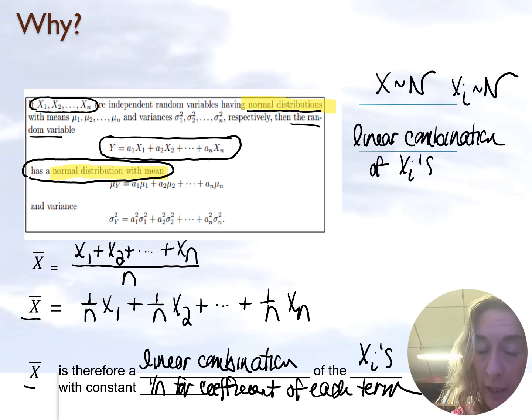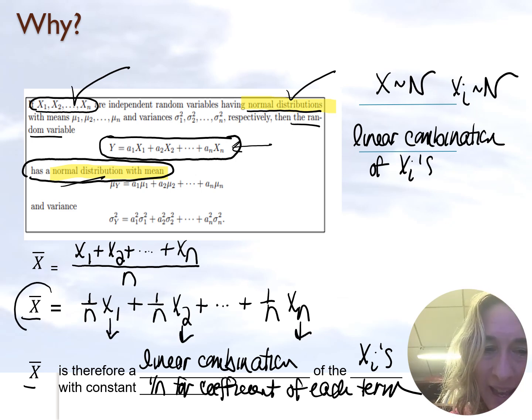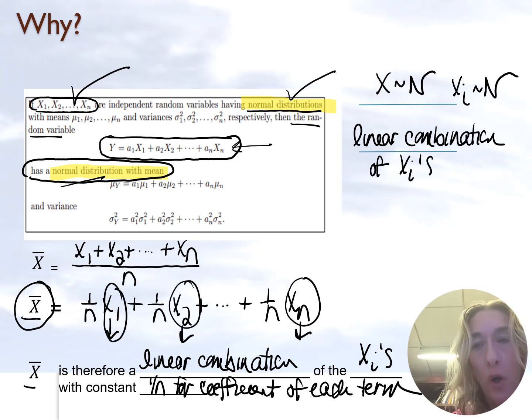And again, going back up to our theorem, it says that if your x's are normally distributed, then any linear combination of them will be normally distributed. So again, if your various x's are normally distributed, any linear combination of them will also be normally distributed. That is why x bar will be automatically normally distributed, or the sampling distribution will be automatically normally distributed, if the parent population, or the x's, are normally distributed.